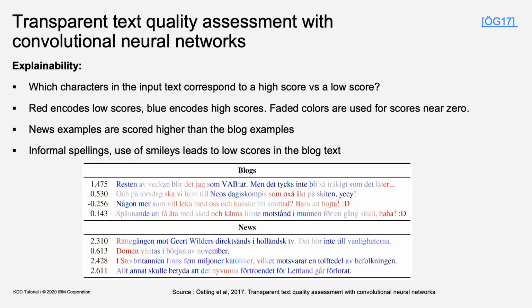In order to provide insights into different low and high scoring regions in the input text, the authors visualize the gradients, as shown in the figure here, using the same approach as discussed in the previous paper. Here, red encodes low scores, blue encodes high scores, and faded colors are used for scores near zero. As observed from the samples here, news examples are scored higher than the blog examples. Informal spellings and use of smileys lead to low scores in the blog text, which is evident from the red regions in the blog text.